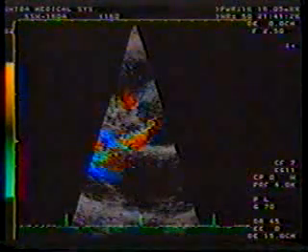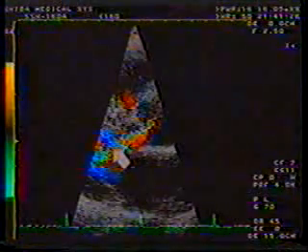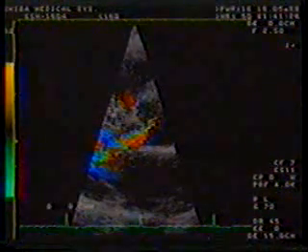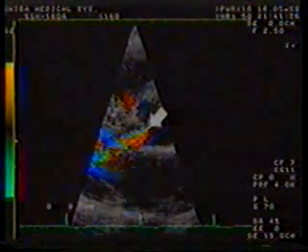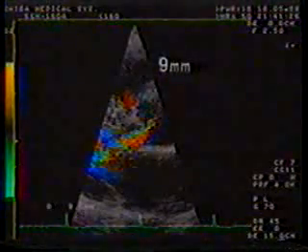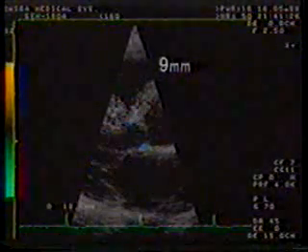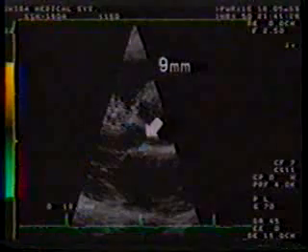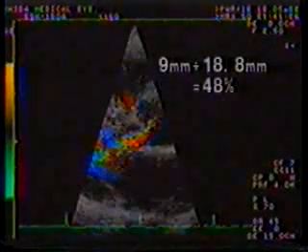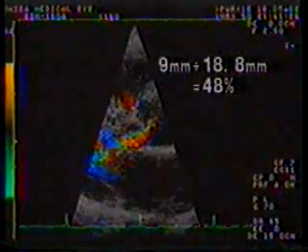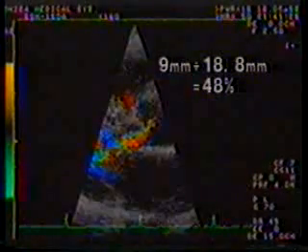This is a parasternal long-axis view demonstrating a jet of aortic regurgitation. The image has been frozen in diastole, and the instrument's calipers have been used to measure the width of the jet just below the aortic valve, 9 millimeters. The left ventricular outflow tract diameter has been measured at the same level, 18.8 millimeters. This yields a ratio of 48%, which is moderate by the previously displayed criteria.